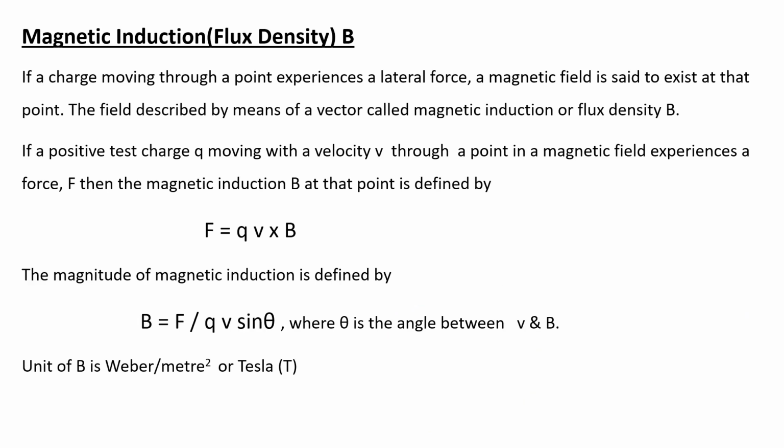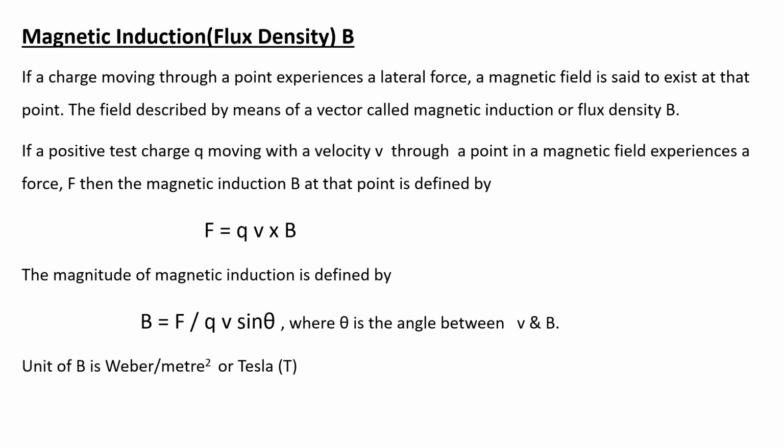And next, we are starting with the content of our chapter. The first content is the three magnetic vectors. That is the magnetic induction vector B, the magnetization vector M, and the magnetic field intensity vector H. First, the magnetic induction or the flux density B.